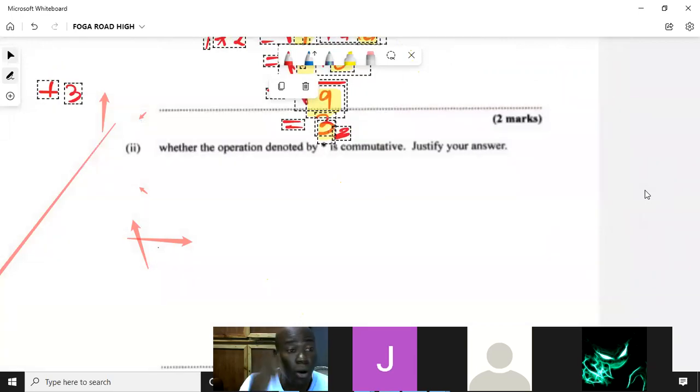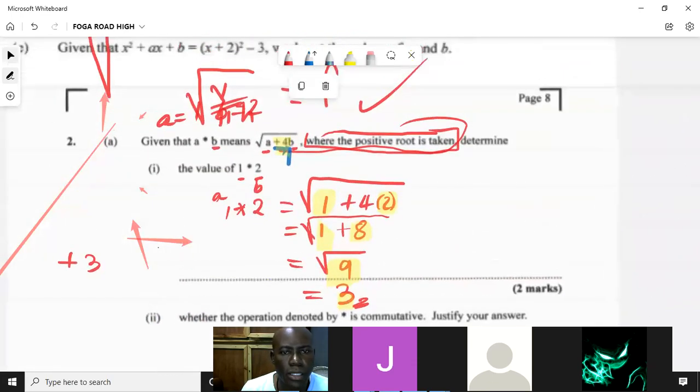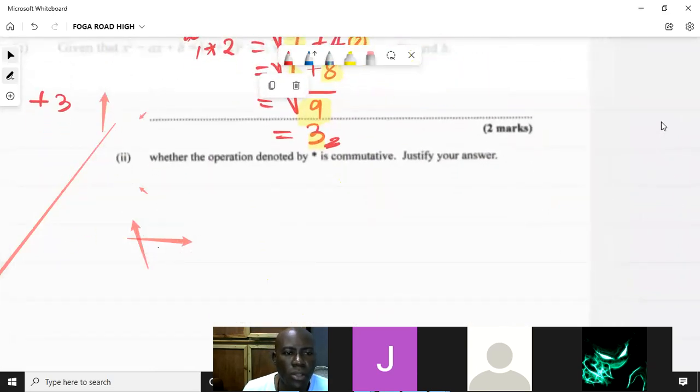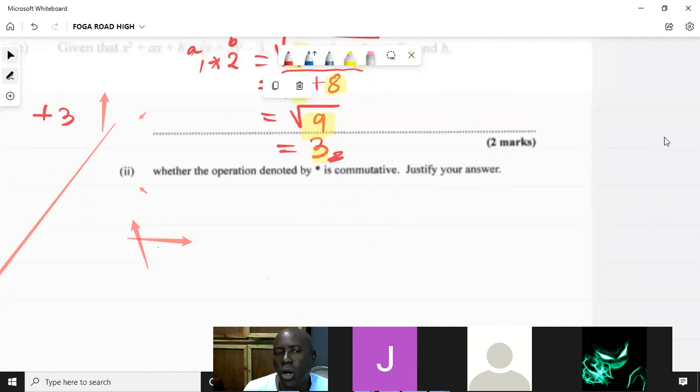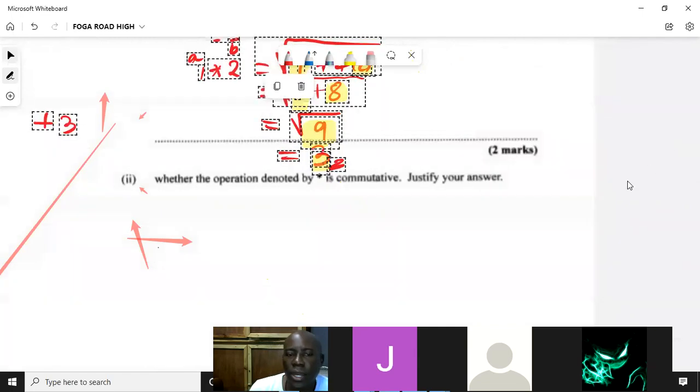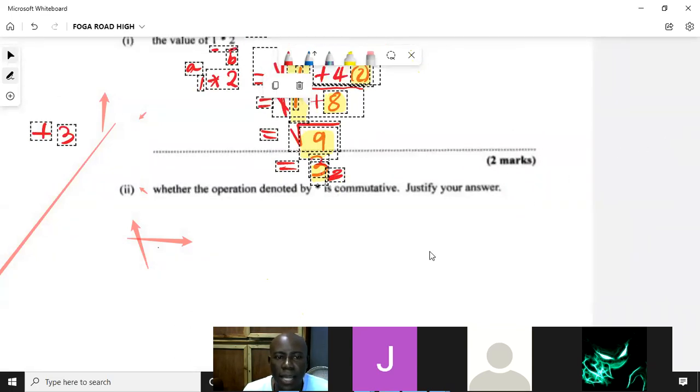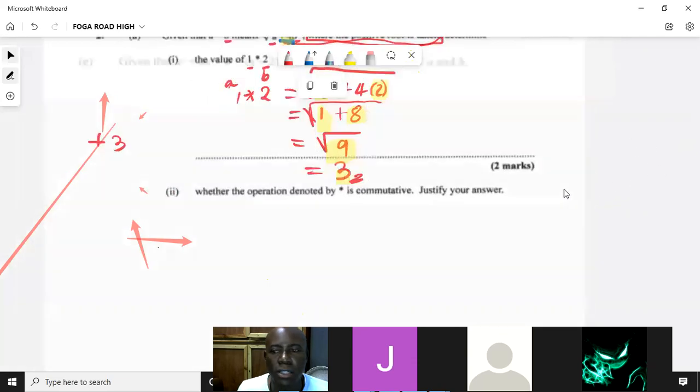The question says, let me reread. Determine whether the operation denoted by the asterisk is commutative. If you don't remember what commutative means, I'll just advise us, and then I'll tell you the plan of action that we're going to take.